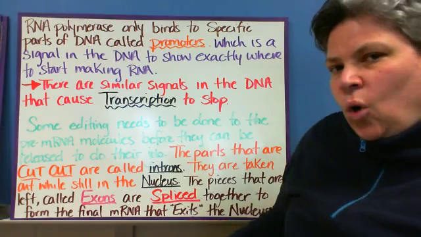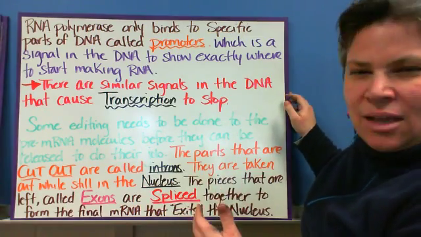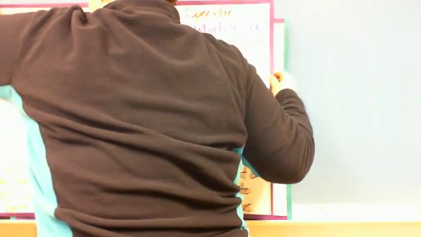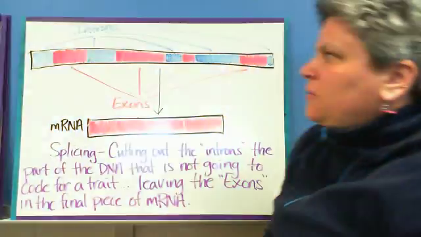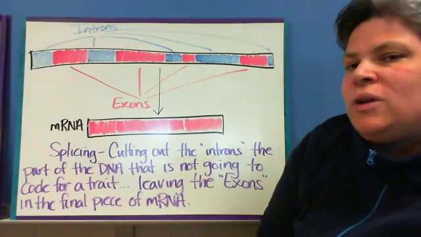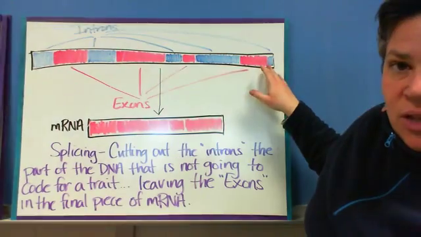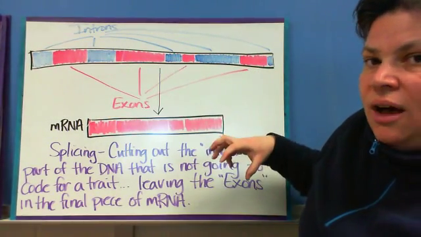So what does this whole thing look like? What is this whole idea about editing this RNA? What I've tried to do is give you a picture similar to what's in your notes. So what's in blue are my introns. Those are the pieces that we're going to cut out.